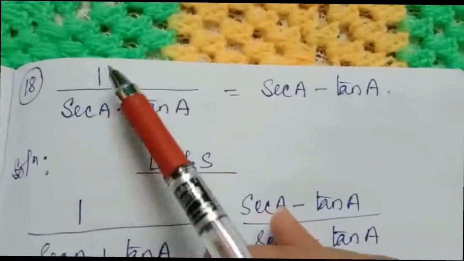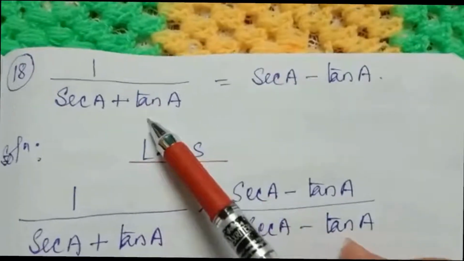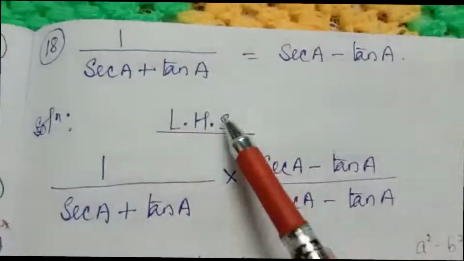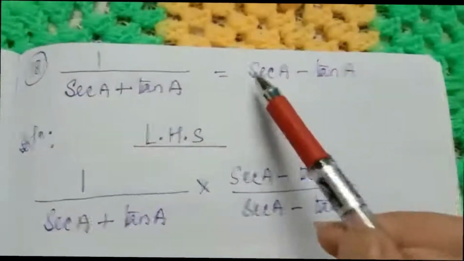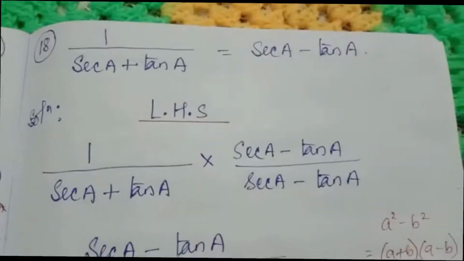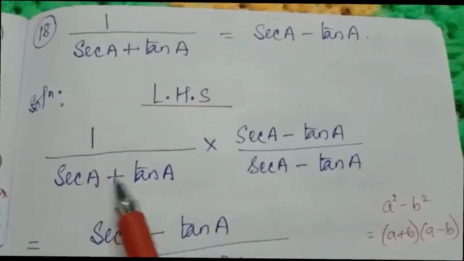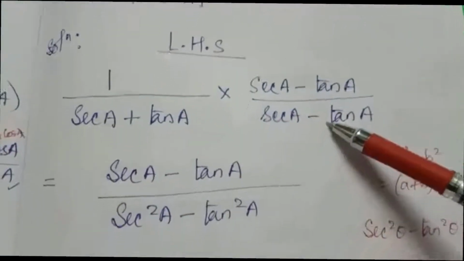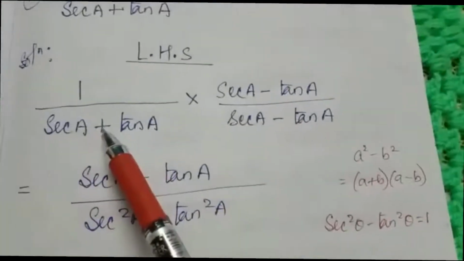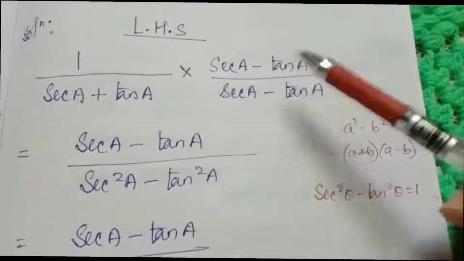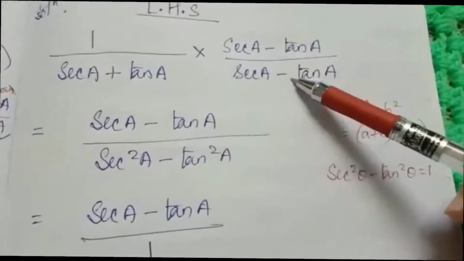Now next is question number 18. 1 by sec A plus tan A is equal to sec A minus tan A. Copy left hand side. After that, we don't have anything in the denominator, so in that case we will change the sign, plus will become minus, then we will multiply by sec A minus tan A, both numerator and denominator.